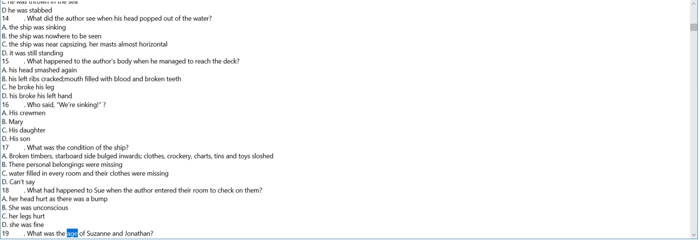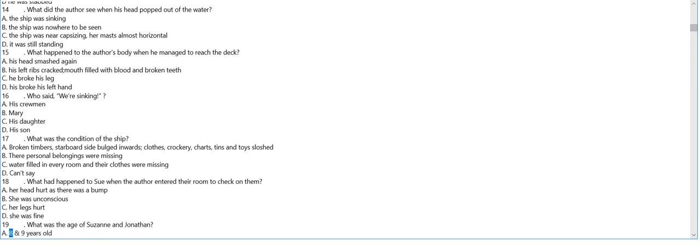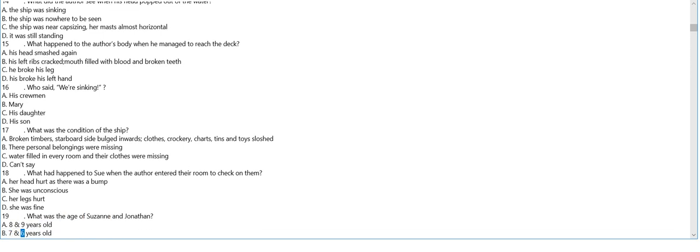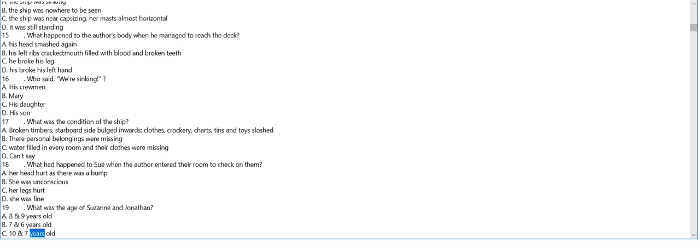19. What was the age of Suzanne and Jonathan? A. 8 and 9 years old. B. 7 and 6 years old. C. 10 and 7 years old.